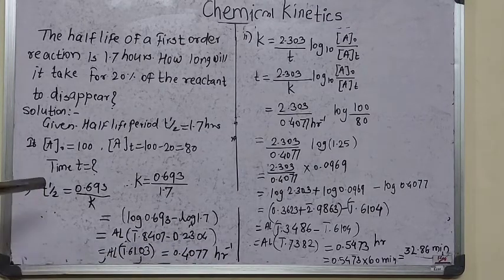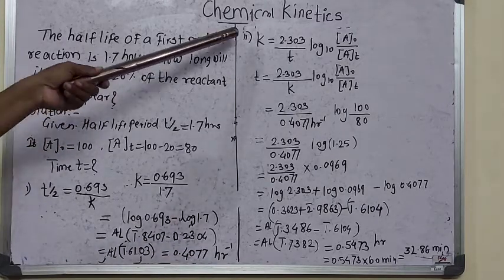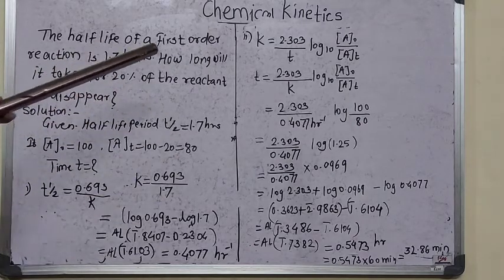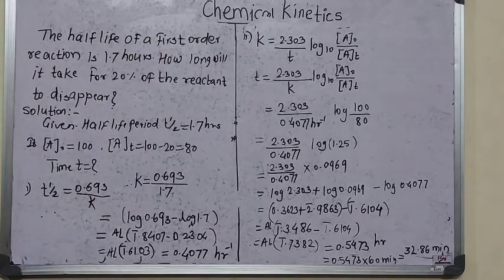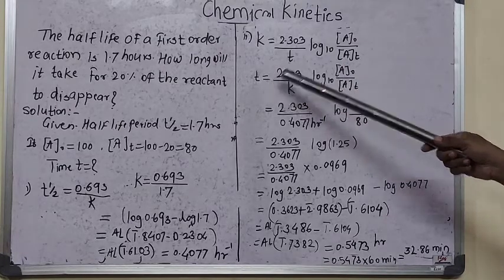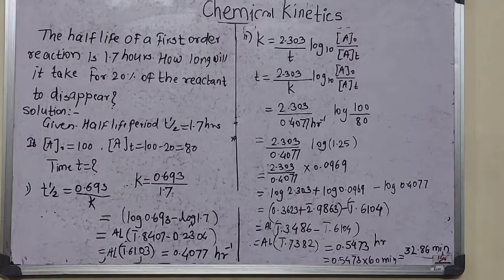So here we have to calculate the time. The second point that we have to calculate is t. We know the rate equation for that. The rate constant of the first order reaction is given by k equal to 2.303 upon t into log to the base 10 of A0 by A. So the equation in which we are solving for t, we are getting t equal to 2.303 upon k log to the base 10 A0 by A.